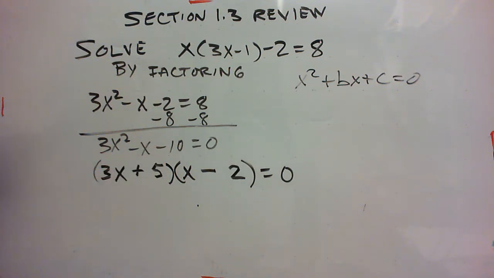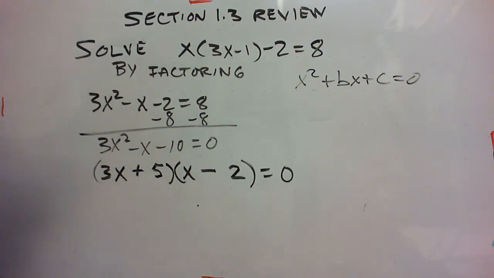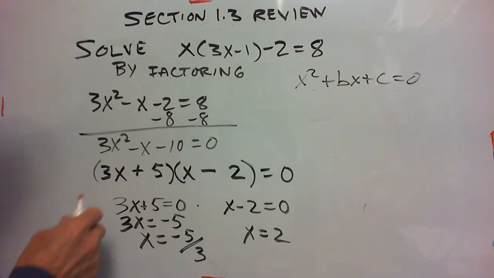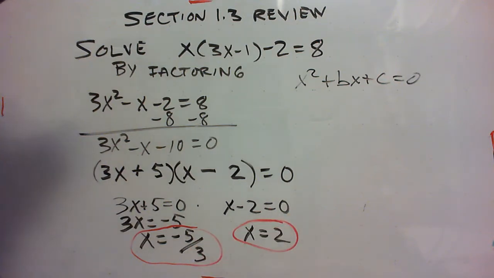So now your next step is apply the zero product rule, which says let each factor equal 0 and solve. And that will give you your solution. So why don't you do that if you haven't done that already? So we let each of those factors equal 0 and solve. In one case, we get x equals negative 5/3. In the other case, we just get x equals 2.